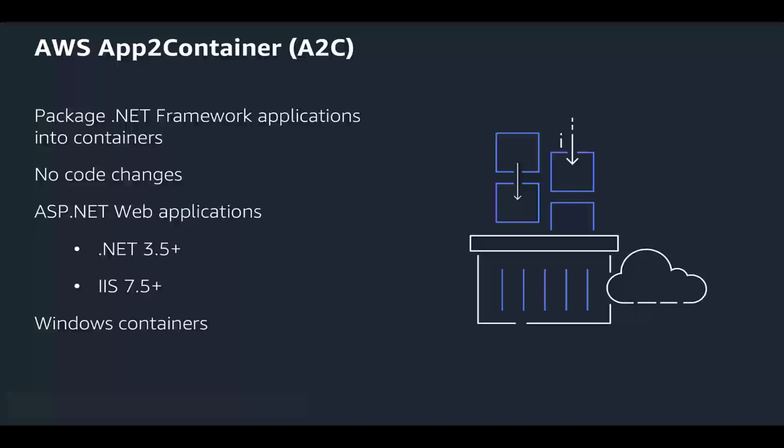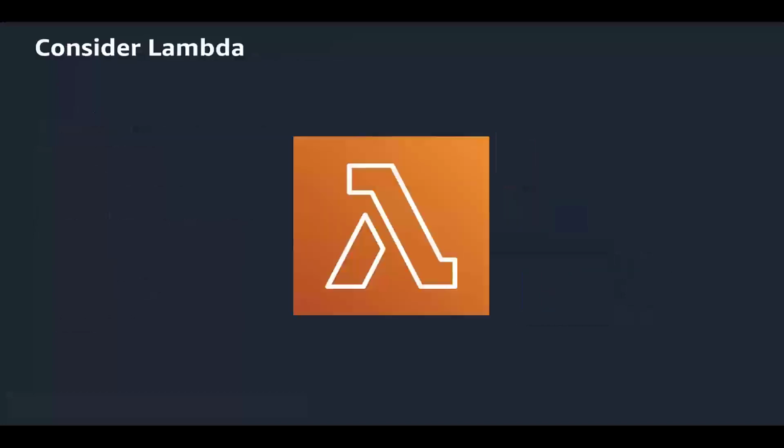Now, let's shift back to microservices that can be ported to .NET Core. Containers are not the only option for running these microservices on AWS. For microservices that can be ported to .NET Core, consider running them in AWS Lambda. Lambda is serverless. It lets you run code without provisioning or managing any infrastructure. You only pay for the resources used while your code is running. Lambda supports a variety of programming languages and runtimes, including .NET Core, but not .NET Framework.